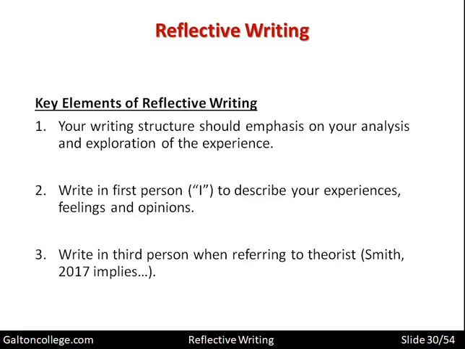Writing in the third person when referring to theorists. For example, when we talk about Smith 2017 implies, that's writing in the third person. So you're talking about Smith. You don't say I. Obviously, it's not you. It's somebody else.